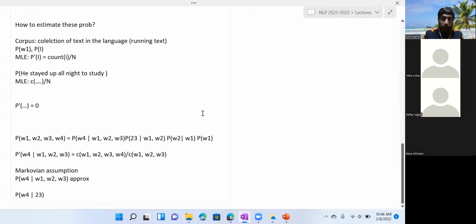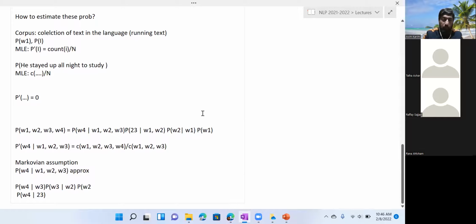If you do this, then the above expression would become probability of W4 given W3, probability of W3 given W2, and then probability of W2 given W1, and then finally W1. So we have now simplified the right-hand side to only two terms: one in the context, one is the actual term. In other words, we are only retaining the preceding word in the sequence as the context.